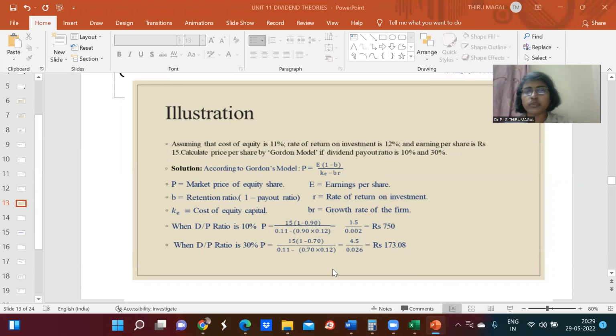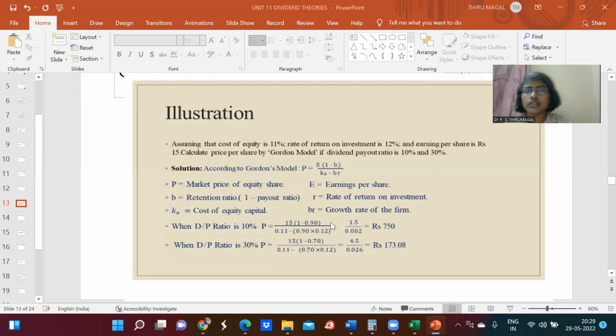But see this, that is proved here. When retention ratio is 90% and payout ratio is 10%, the share price you can see here is 750. Whereas when payout increases, the share price decreases. So the more they pay the dividend, the more the share price decreases. Whereas if they pay 0% as a dividend, what will happen to the share price of this company? EPS 15 will be the same, into 1 minus retention ratio, which will become 100%. Retention ratio will become 100%. So in that case, the share price will be a different one.